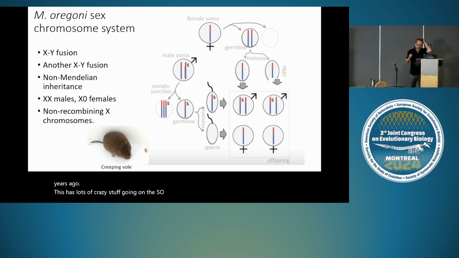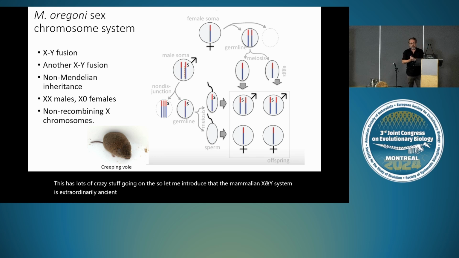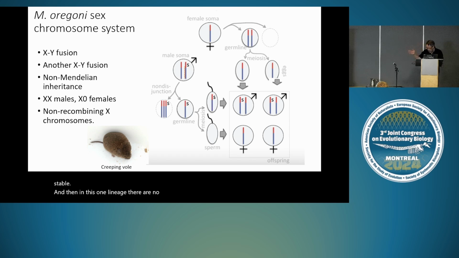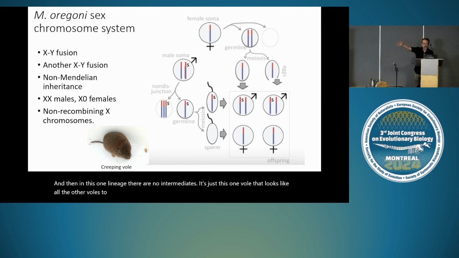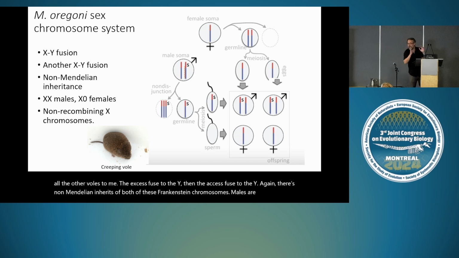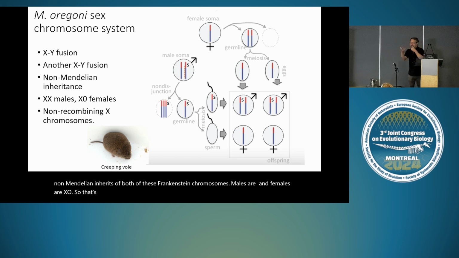So let me introduce that the mammalian X and Y system is extraordinarily ancient and has changed only by occasional autosomal fusion. It has been very stable. And then in this one lineage, there are no intermediates. It's just this one vole that looks like all the other voles to me. The X is fused to the Y. Then the X is fused to the Y again. There's non-Mendelian inheritance of both of these Frankenstein chromosomes. Males are XX and females are XO, so that's reversed, and the X chromosomes are non-recombining.